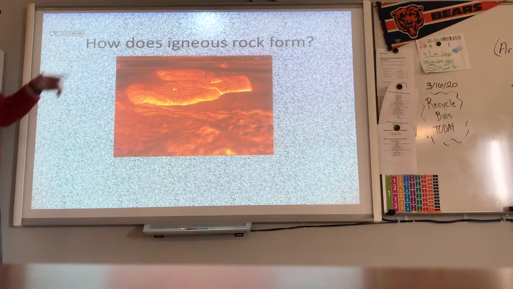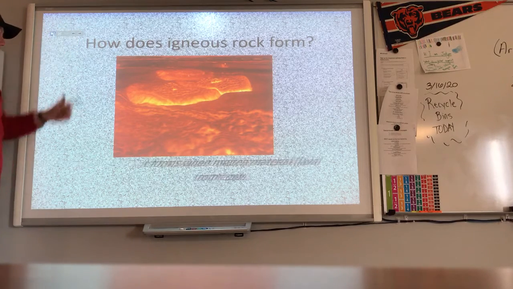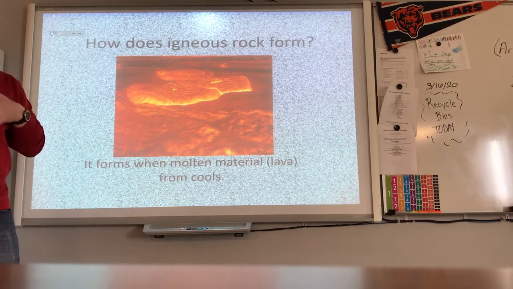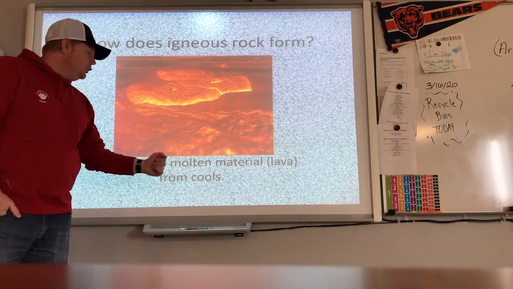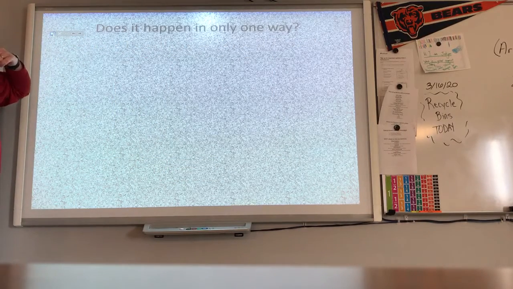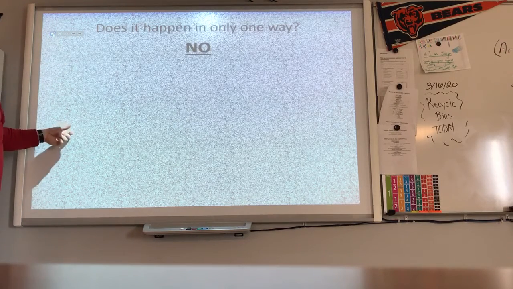How does igneous rock form? We just talked about it, so hopefully you know. It forms when molten material, lava or magma, cools. Does this happen in only one way? No.